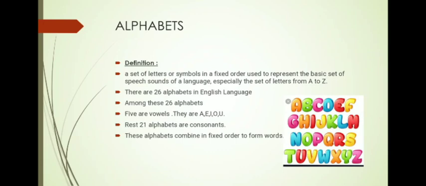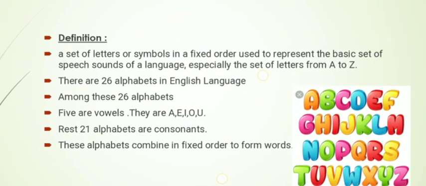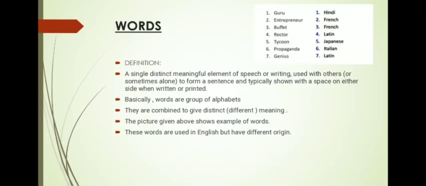First, we have seen alphabets. Alphabets are a set of letters. There are 26 alphabets in the English language. These alphabets are combined and put in a fixed order to represent a special, fixed sound of the English language. Among these, 5 were vowels and 21 were consonants. And again, we have seen that they are combined in a fixed order to form what? Words.